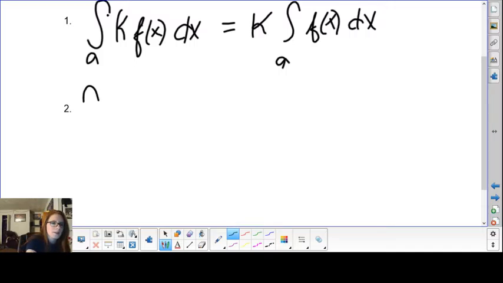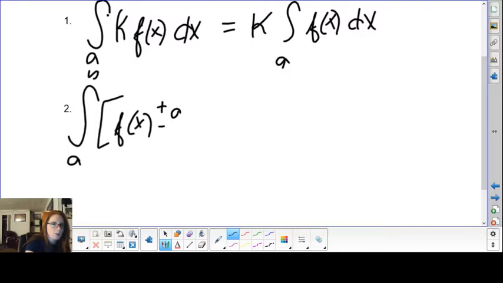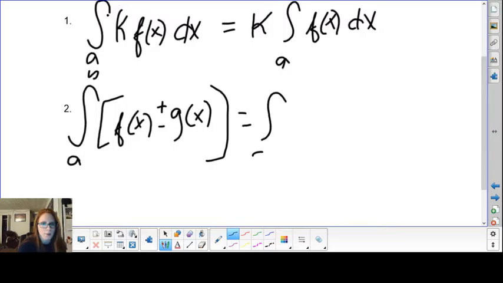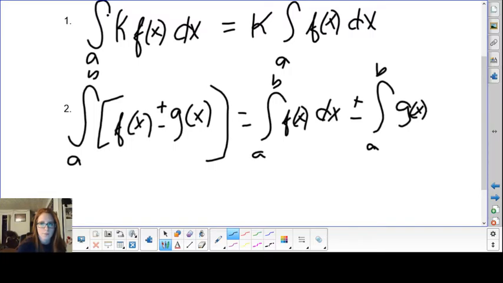Likewise, if I'm taking the integration from a to b of f of x plus or minus g of x, I can just go ahead and split those up. Take the integration of f of x dx plus or minus the integration from a to b of g of x dx.